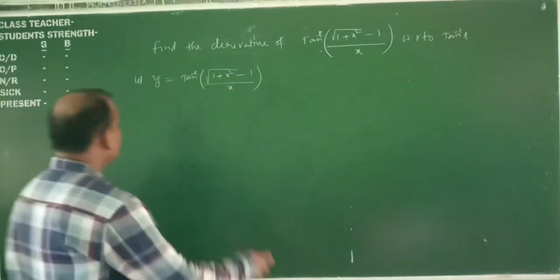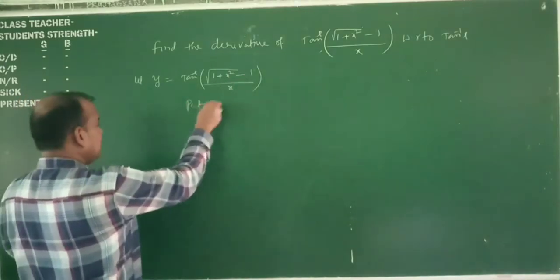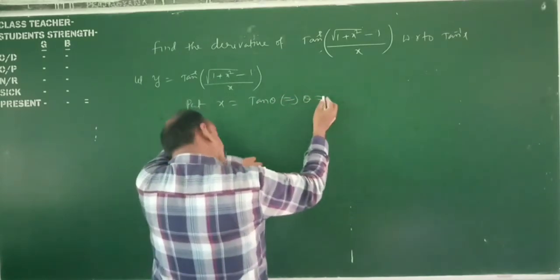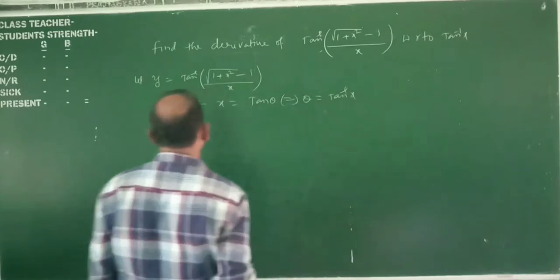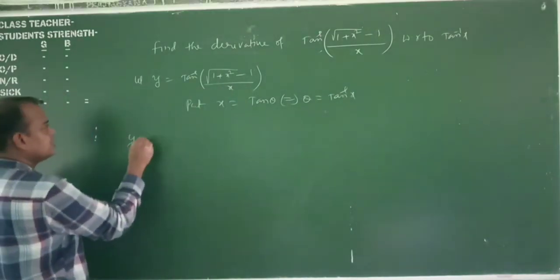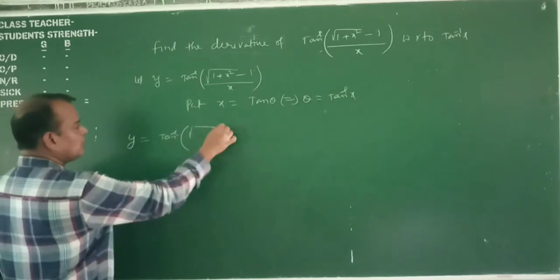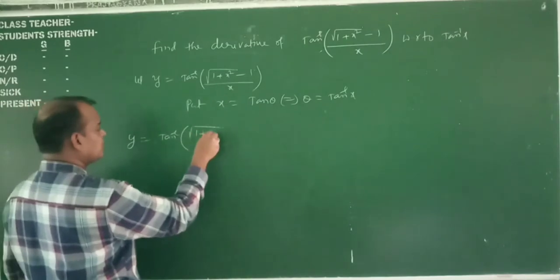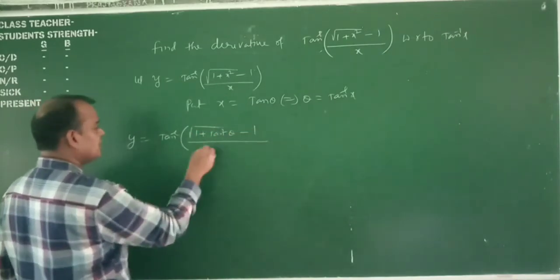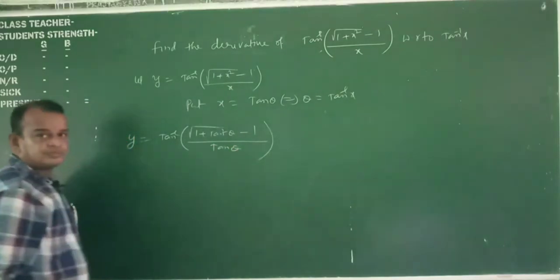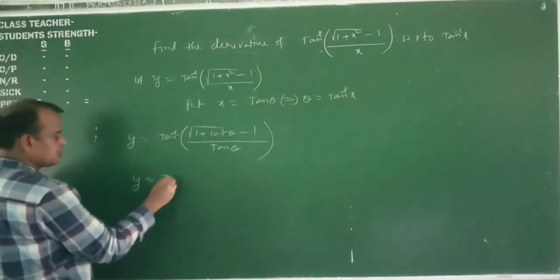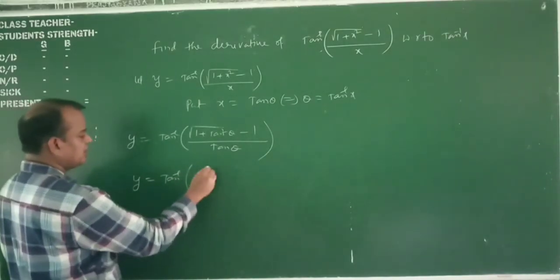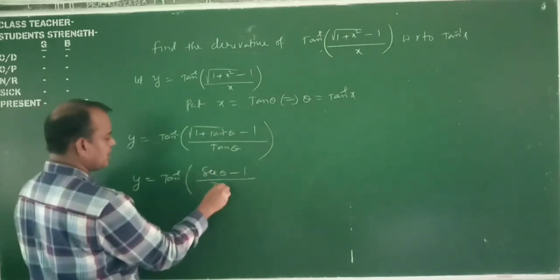Okay, my dear students. Now put x is equal to tan theta. Here theta is equal to tan inverse of x. Substitute: y is equal to tan inverse of root over 1 plus tan square theta minus 1 by the denominator tan theta. Now 1 plus tan square theta means secant square theta, so the root is secant theta, minus 1 by tan theta.